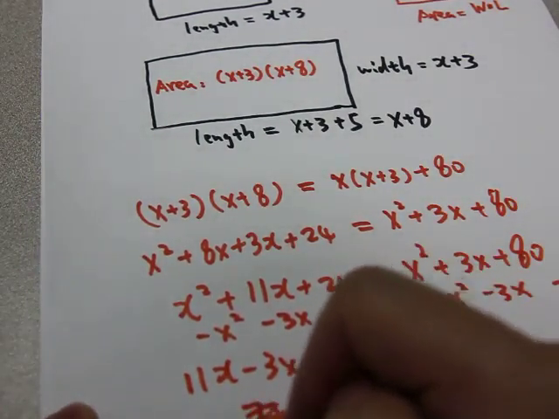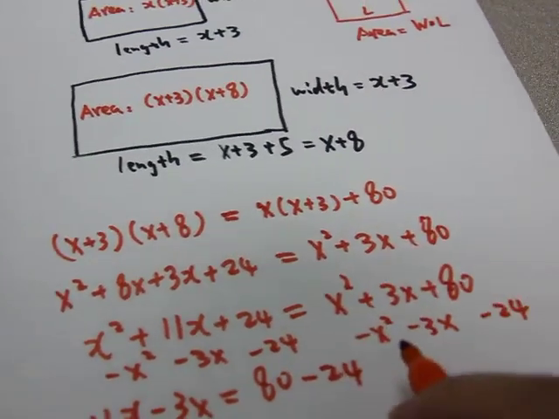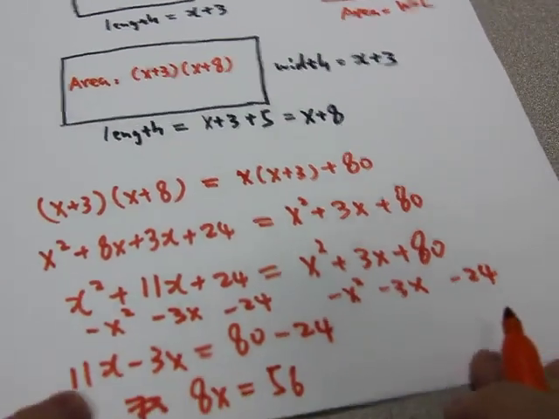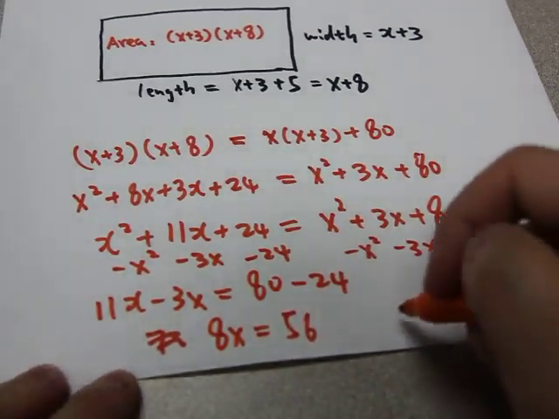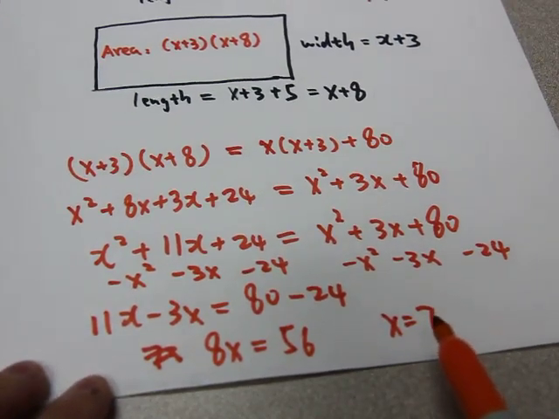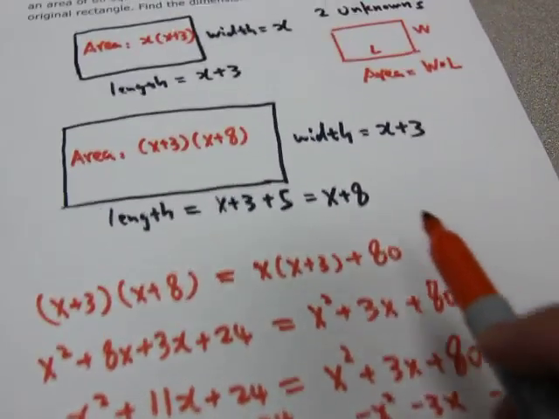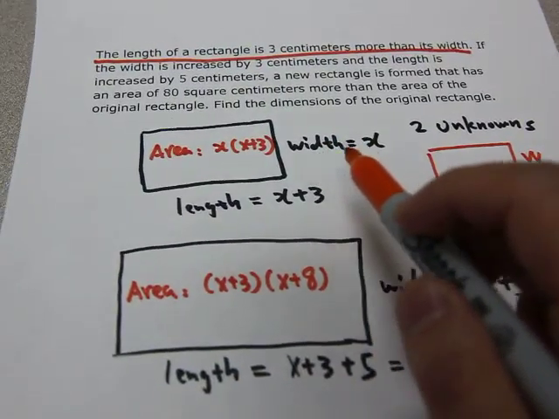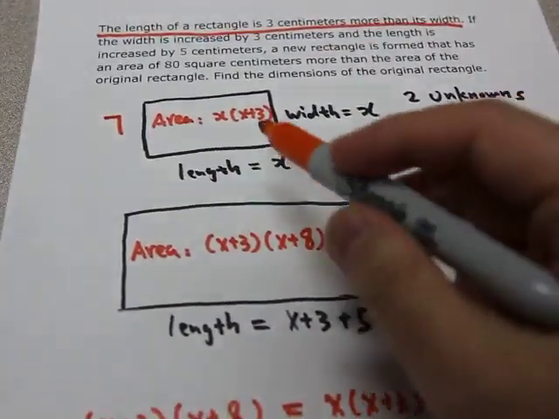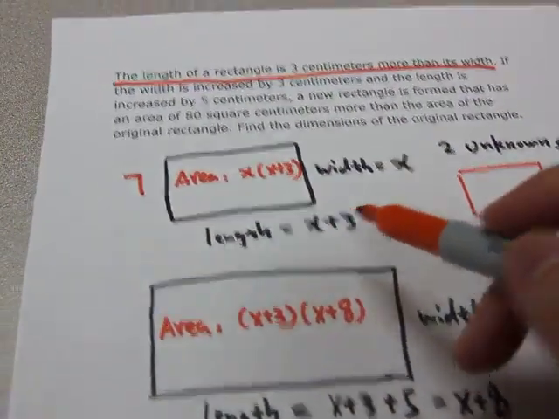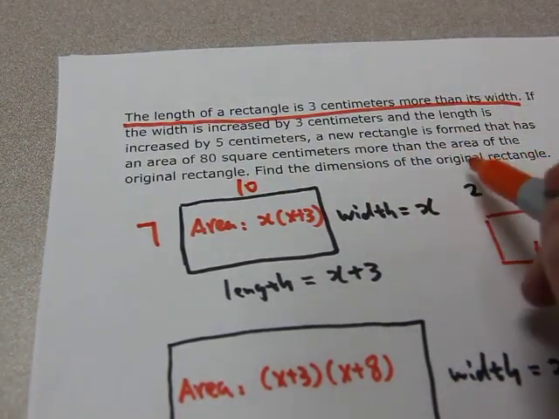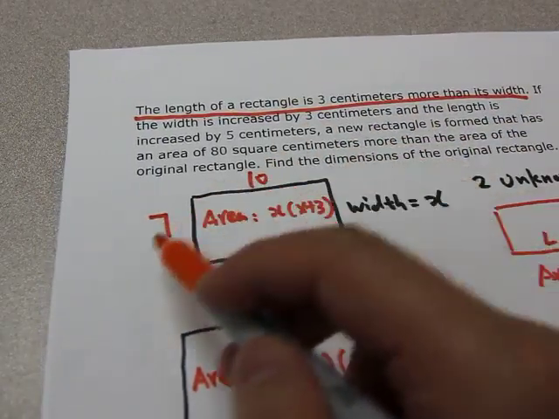So 8x equals 56. So therefore x equals 7. Now once we find x, remember, what does x represent? X represents the width. So the width is 7. If the width is 7, the length is 10. So the dimensions of the original rectangle are 10 by 7.